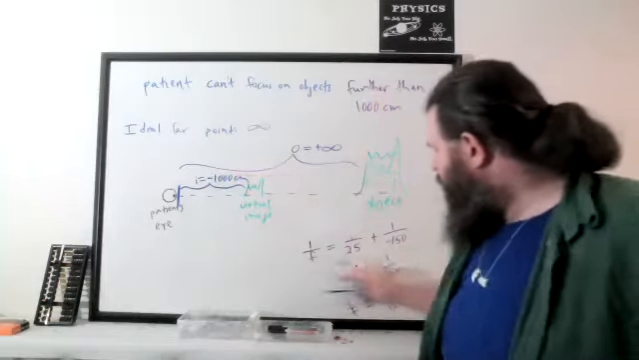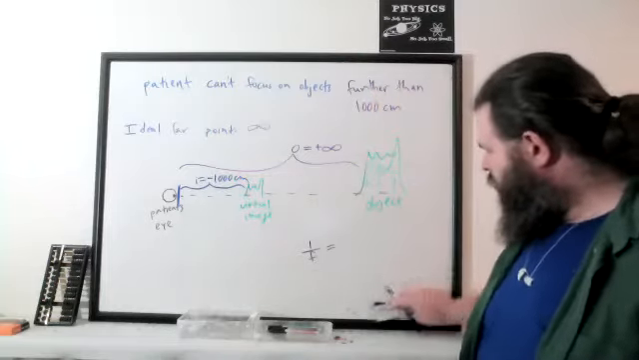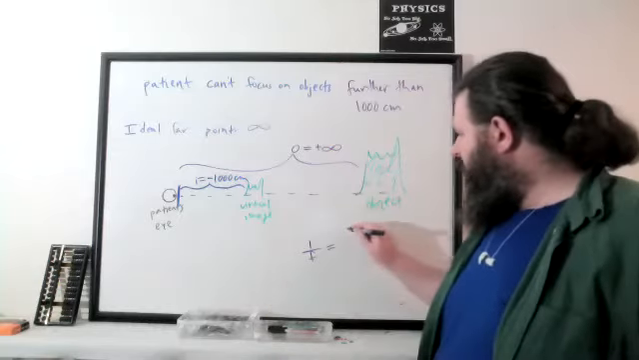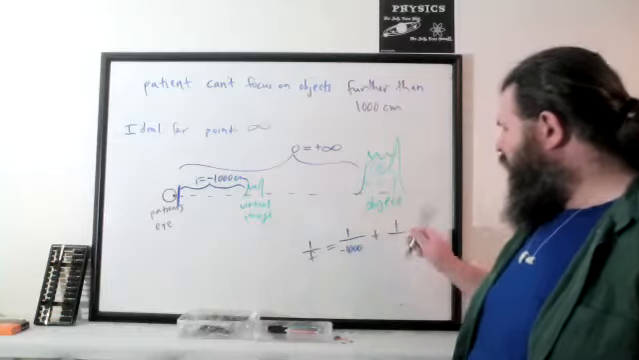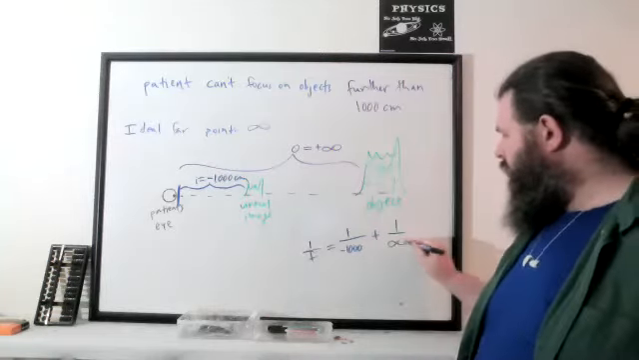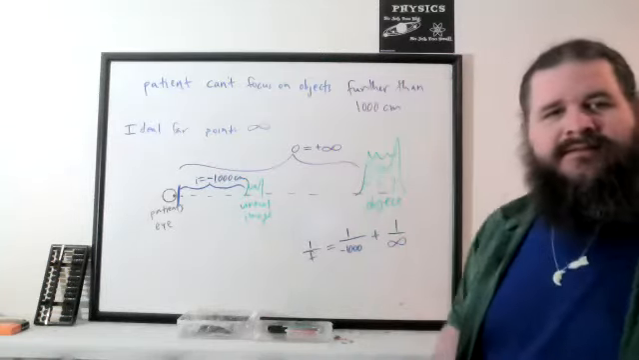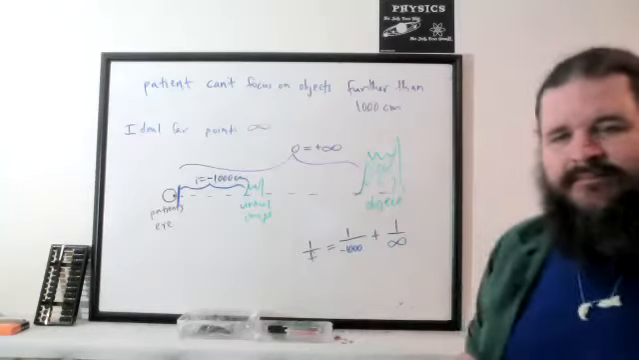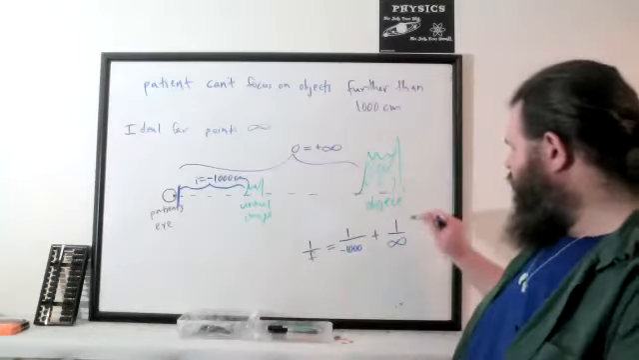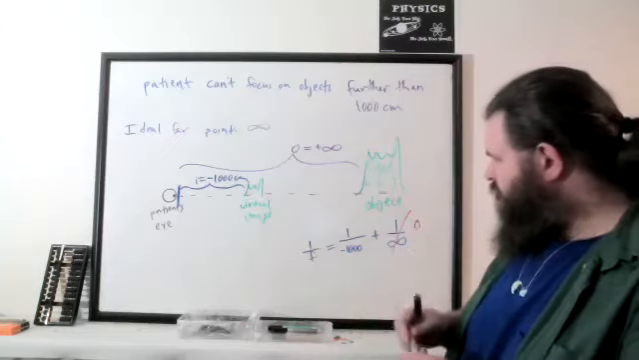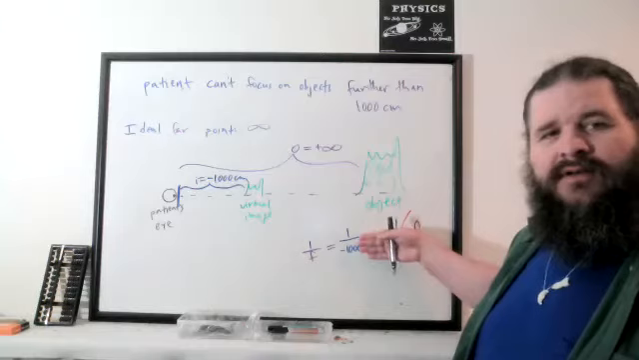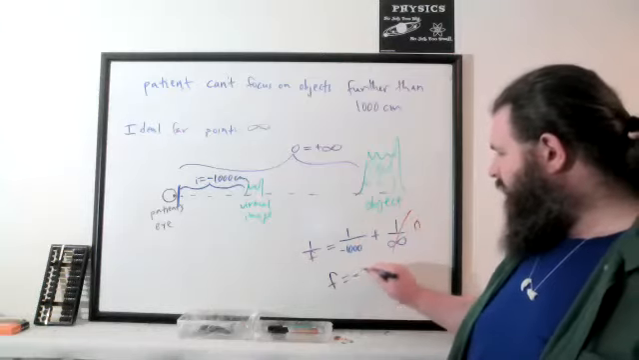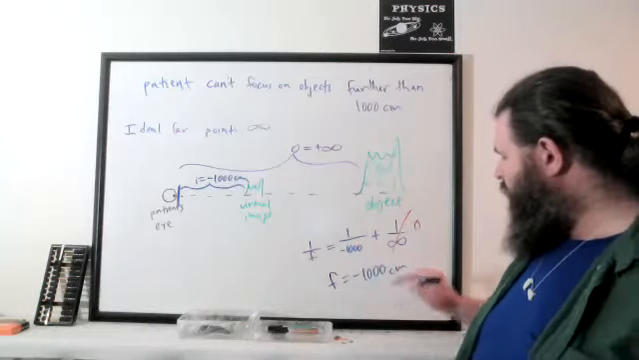And now if we plug those into the thin lens equation, we've got 1 over I plus 1 over O, which is infinity. But what's 1 over infinity? Yeah, 1 over infinity is just 0. So we're left with 1 over F equals just negative 1 over 1,000. Invert both sides and we get a negative 1,000 centimeter focal length.